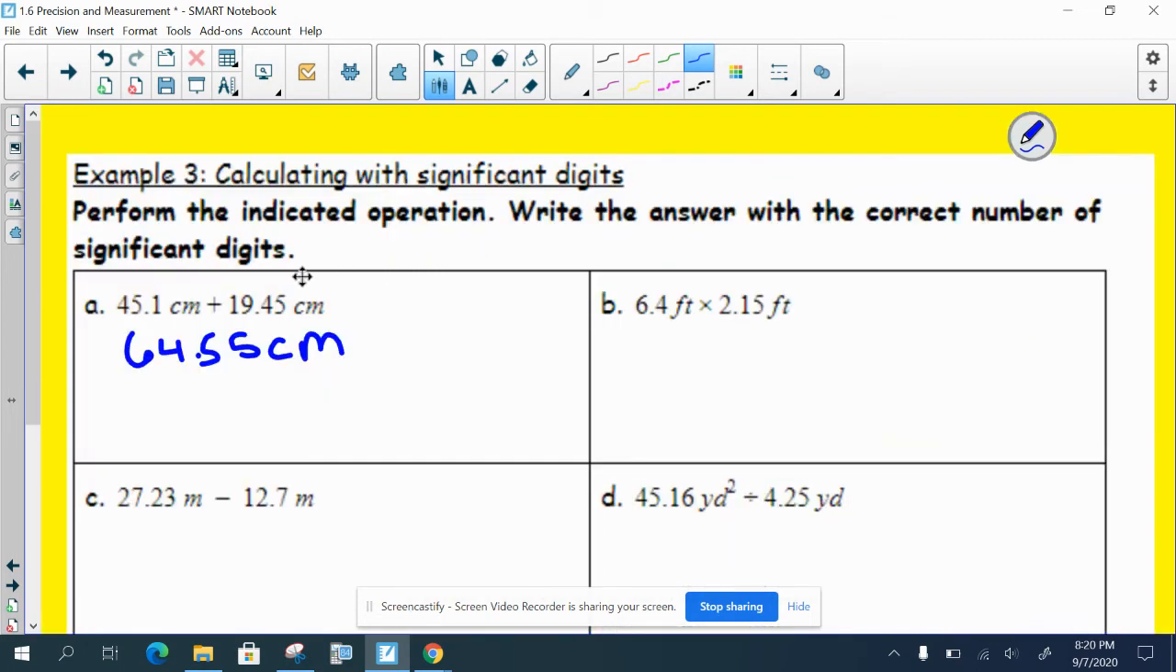Okay, so which one would be least precise? The first one, because it only goes to the tens place. And what's the place value? Well, we just said the tens place. So this will be rounded to 64.6 centimeters.